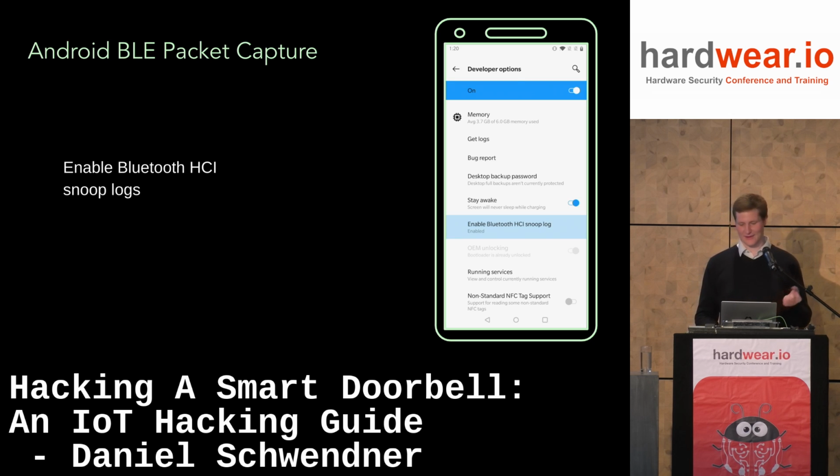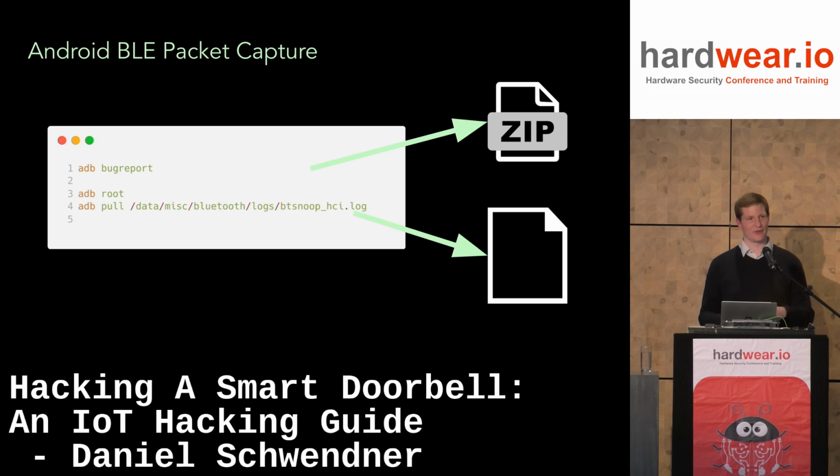So for Android, that's really easy to do. You can go in the developer settings, enable the Bluetooth HCI snoop logs, and then all your Bluetooth packets are logged and saved in a log file. And you can just pull them from your phone and open them in Wireshark.